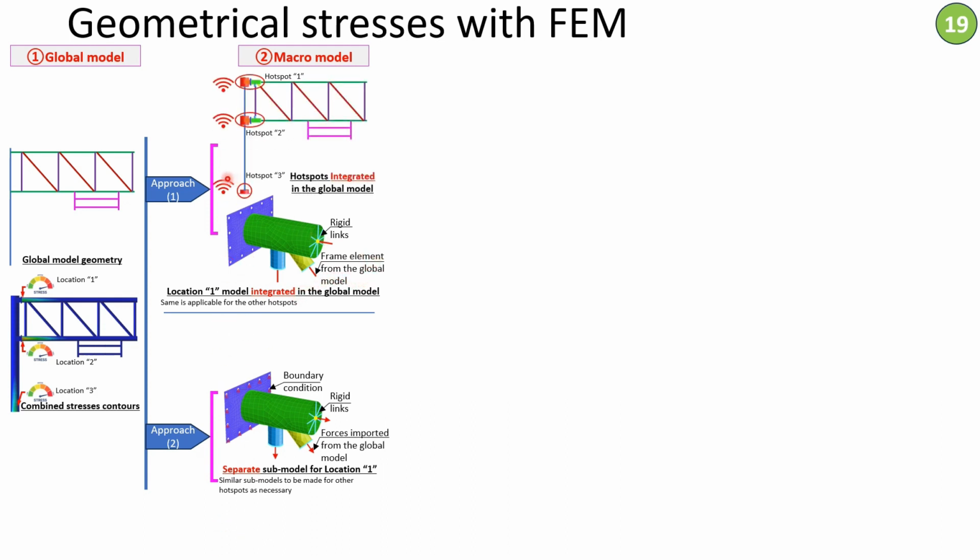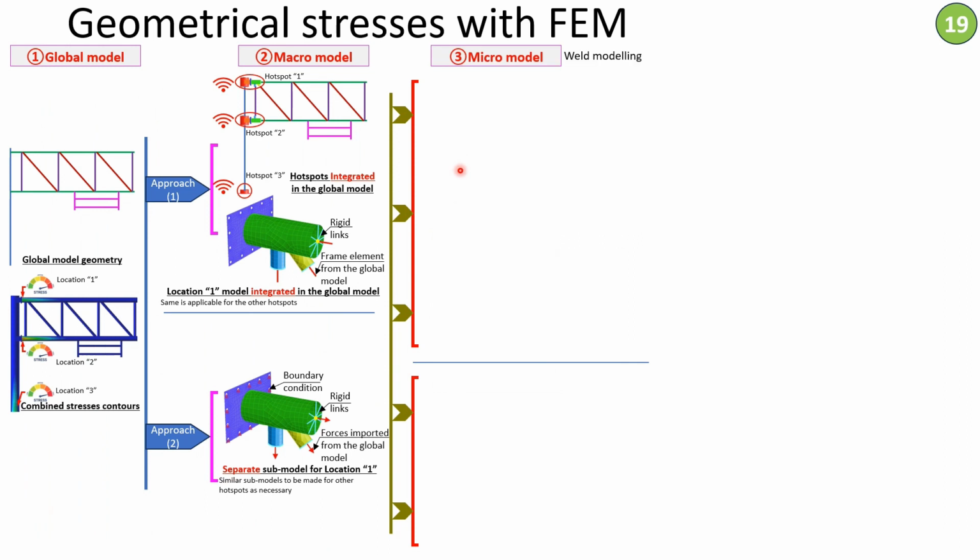It looks like this. So this is the global model. These are the most stressed locations where you have your hotspot. You simply integrate the submodel with the global model by rigidly connecting the central point to the rest of the global model. In that case, instead of applying forces yourself at the central point, whatever stresses and forces inside the global model will be automatically transferred to the detailed model at the most stressed location. Once you do that, you are ready to move to the third level, which is the micro modeling.